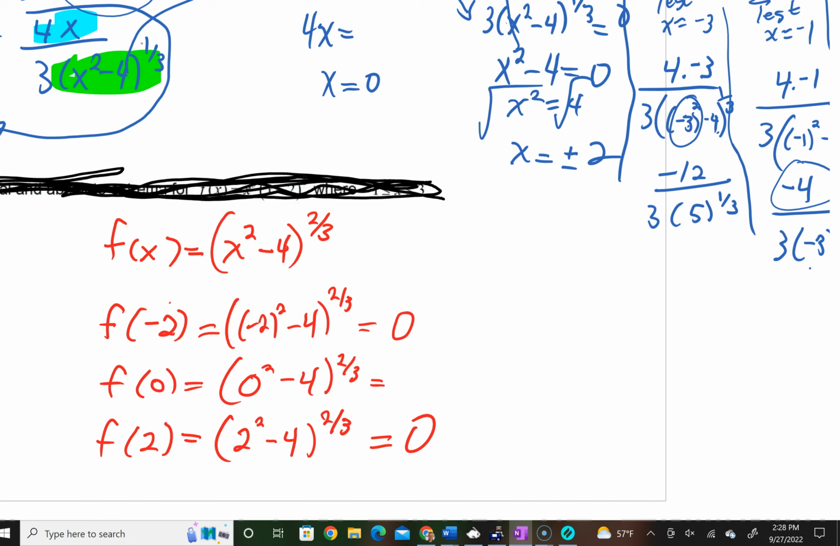And, oh, wow, Mr. Dobner, this is like 0 squared. It's gone. I've got -4 to the 2/3. And I don't know, can I just write it like that?